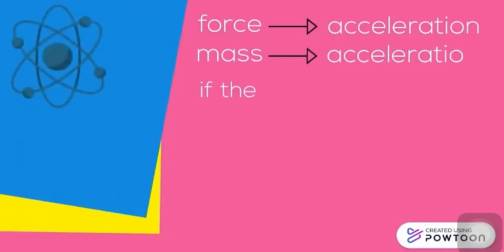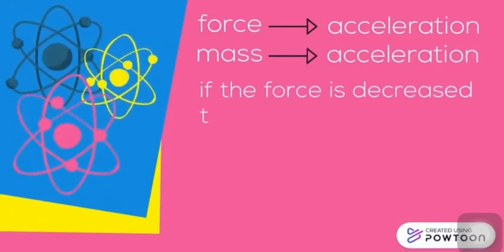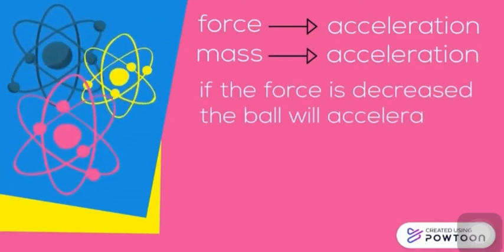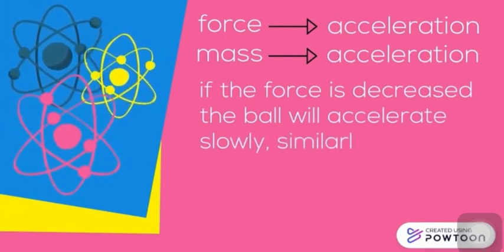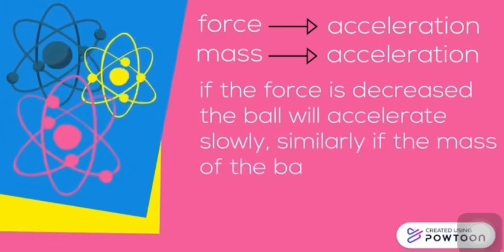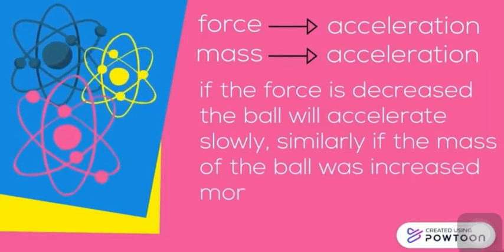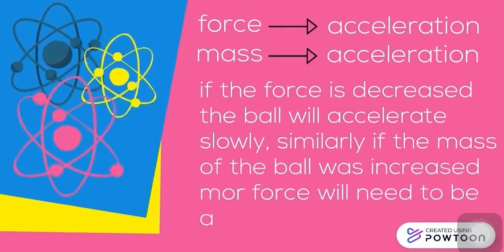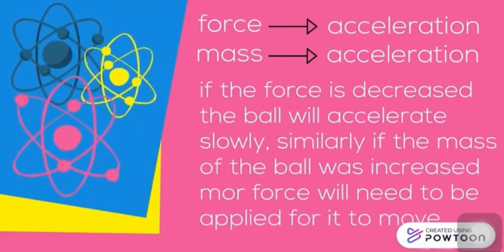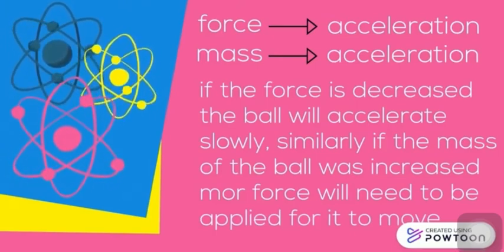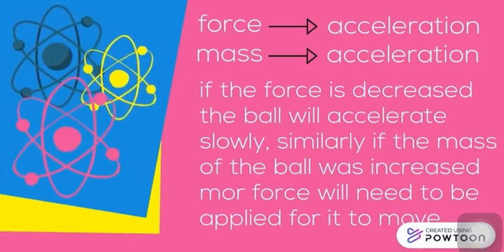Now, the second law tells us that the force causes acceleration while mass resists acceleration. In this scenario, if the force when kicking the ball was increased, then the ball will accelerate faster and with more force. This will cause it to bounce off of the wall with more force too. The mass will stay constant if the force is increased. But if the force was decreased, then the ball will accelerate slowly with less force, bouncing off the wall more lightly. Similar to this, if the mass of the ball was increased, more force will be needed to apply for it to move. And if the mass was decreased, less force will be needed to apply.